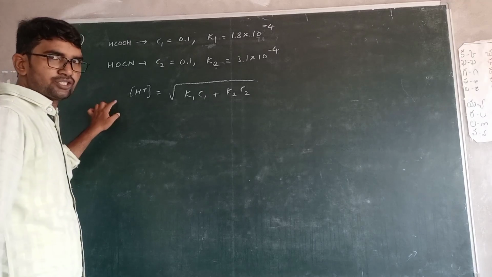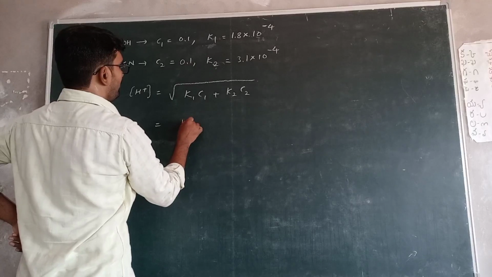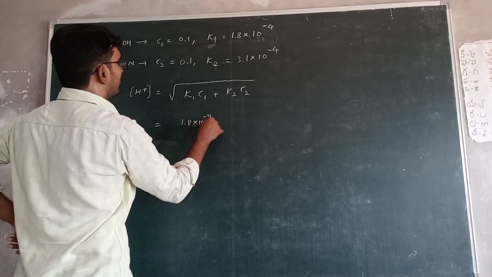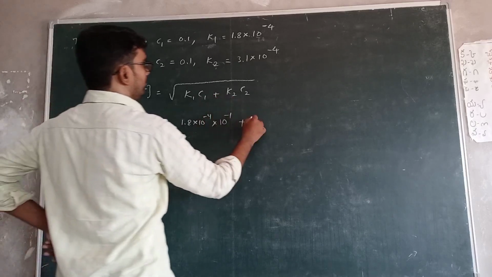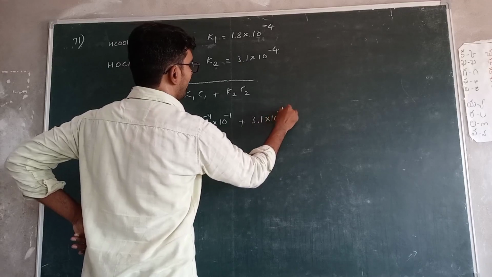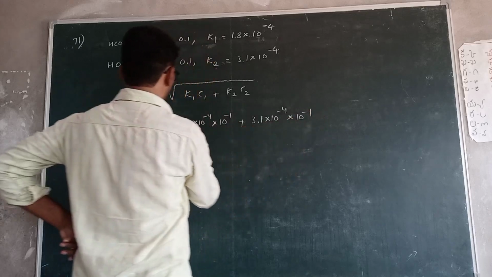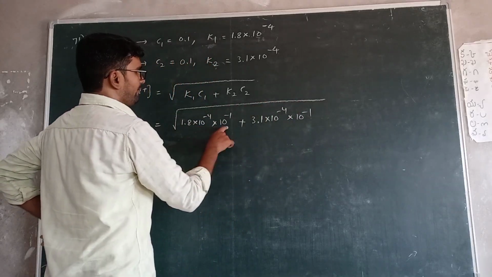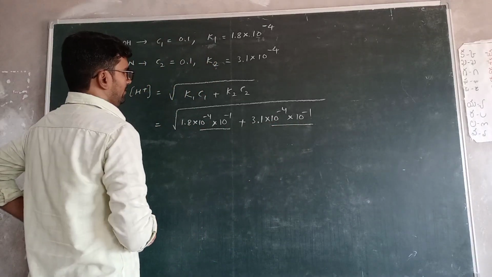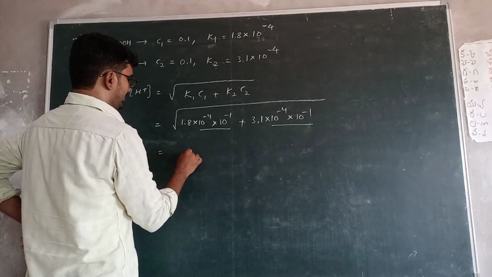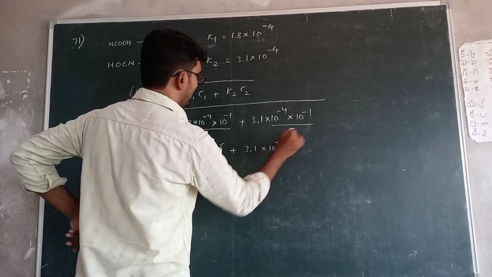Here the question asks only for the concentration of H plus. This is the formula. So K1, the first one, 1.8 into 10 to the power of minus 4 into 0.1, means 10 to the power of minus 1, plus K2, 3.1 into 10 to the power of minus 4 into C2, which is also 0.1, means 10 to the power of minus 1. So 1.8 into 10 to the power of minus 5 plus 3.1 into 10 to the power of minus 5. Very good.